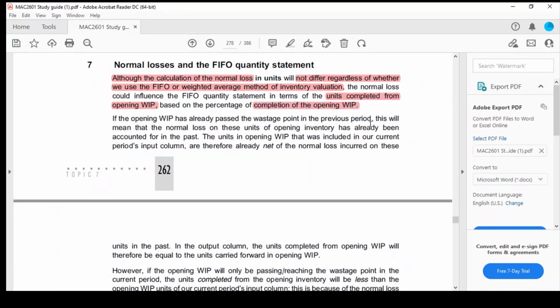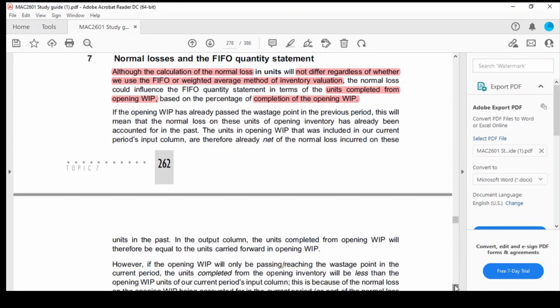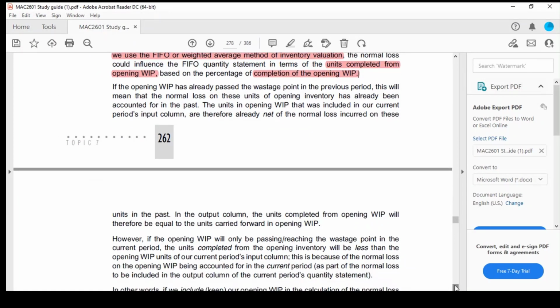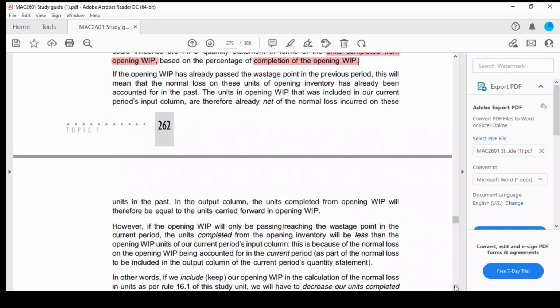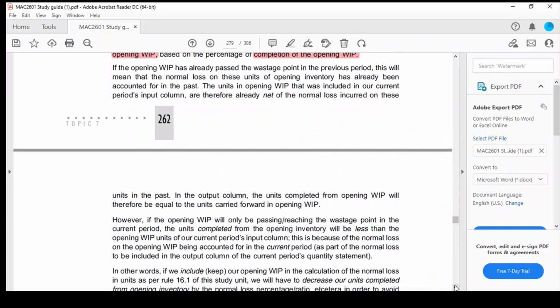Okay, so let's see what they mean. They're saying that if the opening WIP has already passed the wastage point in the previous period, this would mean that the normal loss on this unit has already been accounted for in the past.